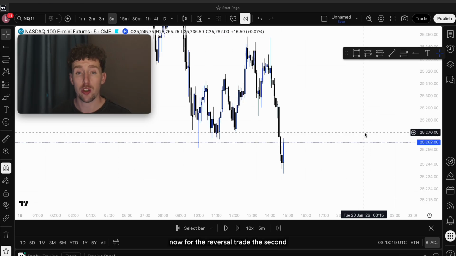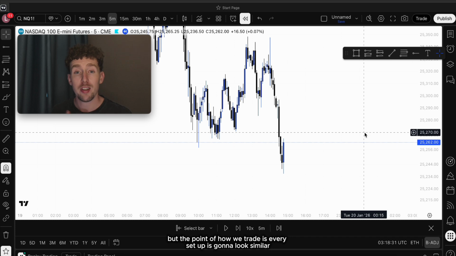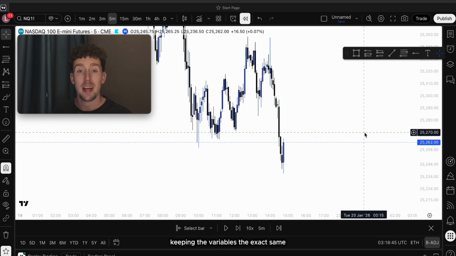Now for the reversal trade, the second type of trade we're going to take. Obviously we need a sweep into a key area. We did talk about this in the liquidity part 2 video. It's going to look very similar, this setup, but the point of how we trade is every setup's going to look similar. That is literally the point of having a system, of having a strategy. All your trades are going to look similar, from the execution to where your stop loss is to your break even. That is how you stay profitable, keeping the variables the exact same.